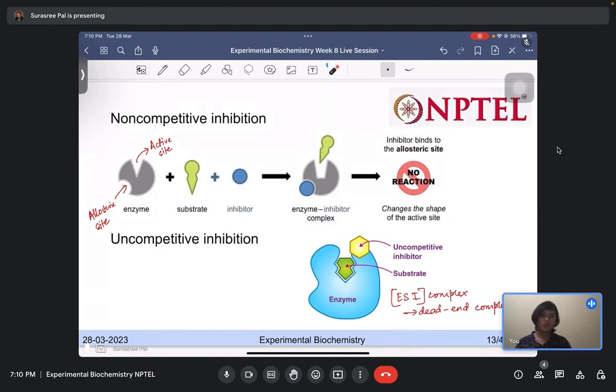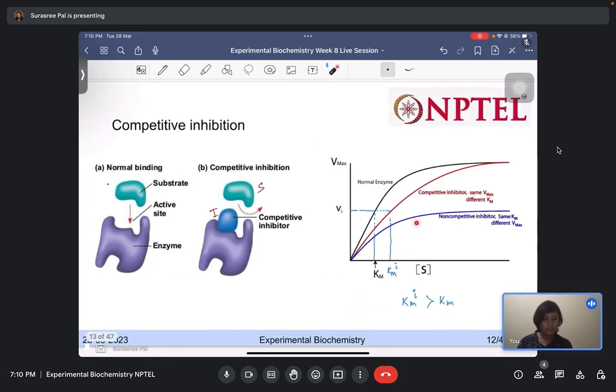Now when there is non-competitive inhibition, what changes can we expect in the Km and the Vmax? So the inhibitor binds to the enzyme and does not allow the substrate to bind to it, but the affinity of the enzyme for the substrate does not change. So therefore in non-competitive inhibition we will see that the Km value will not change. So here the Km value for the enzyme without inhibitor as well as the enzyme with non-competitive inhibitor is same, because the affinity of the enzyme for the substrate does not change, but the Vmax value changes.